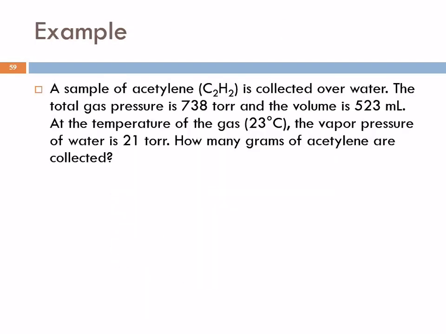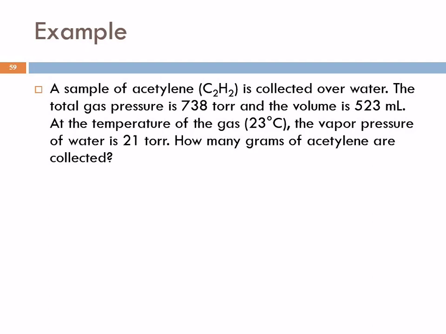So let's do an example. A sample of acetylene is collected over water. The total gas pressure is 738 torr. The volume is 523 milliliters. At the temperature of the gas, which is 23 degrees Celsius, the vapor pressure for water is 21 torr. How many grams of acetylene are collected?